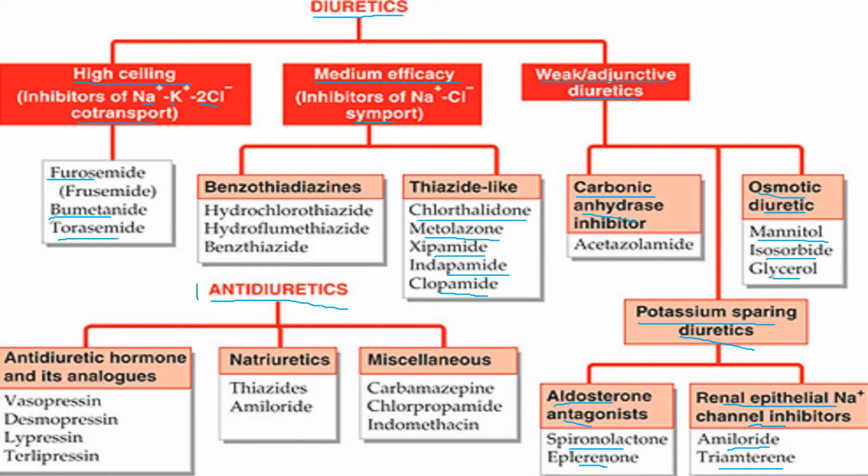Now we'll talk about the antidiuretic drugs. The first is antidiuretic hormone and its analogs. It includes vasopressin, or ADH, which means the antidiuretic hormone, desmopressin, lypressin, and terlipressin. Second are the natriuretics, which include thiazides and amiloride. Miscellaneous drugs are carbamazepine, chlorpropamide, and indomethacin.